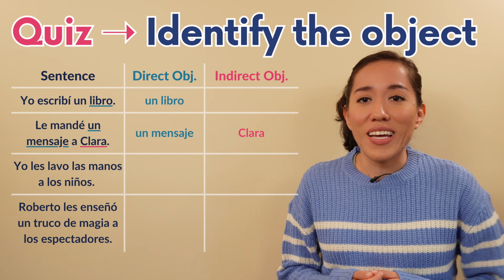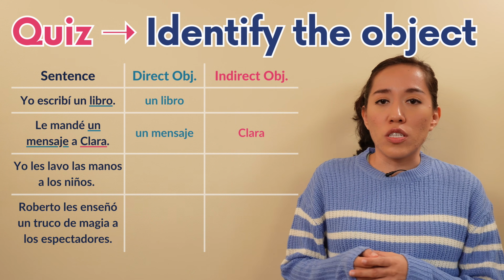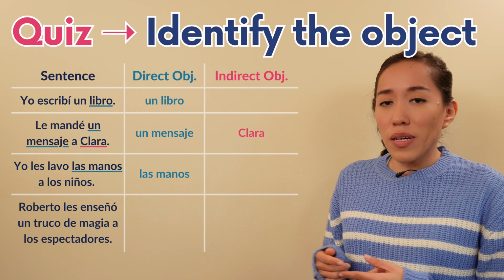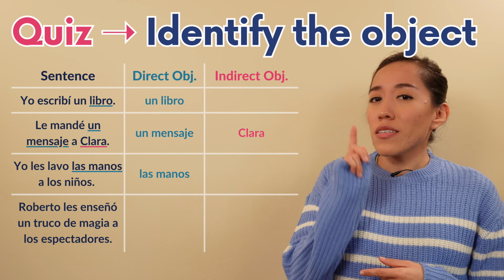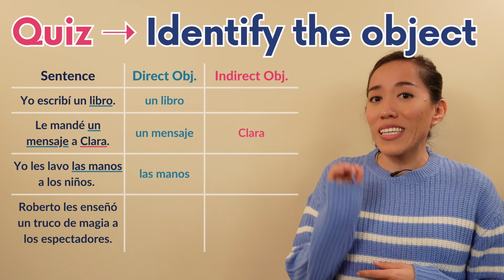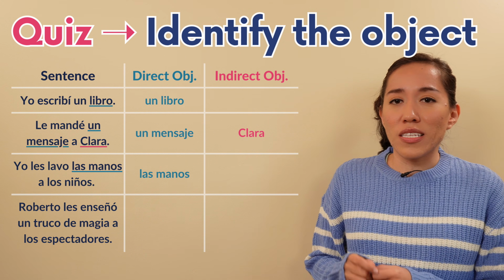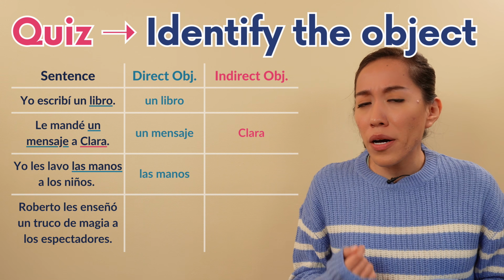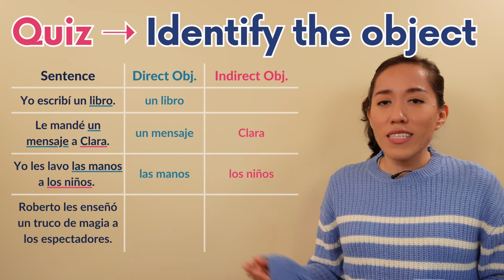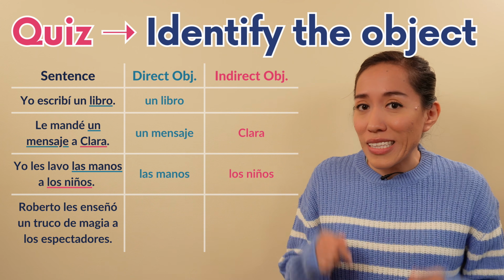Let's go check the next sentence. Yo les lavo las manos a los niños. What am I washing? Las manos, right? And in this case, be careful because las manos is a plural feminine noun, which means that you're going to use las to replace it. Okay, for whom am I washing the hands? A los niños, right? For the kids. A los niños will be the indirect object in this case.